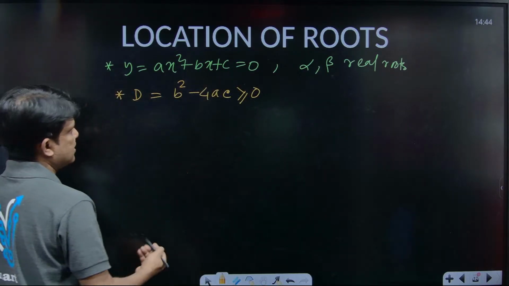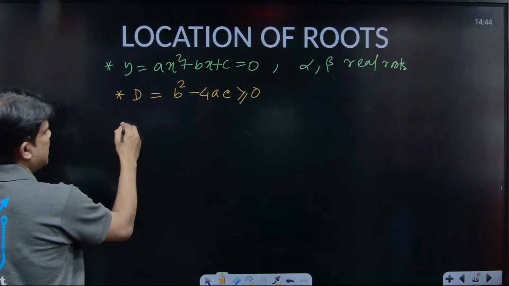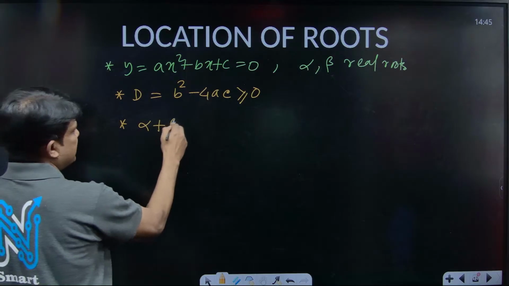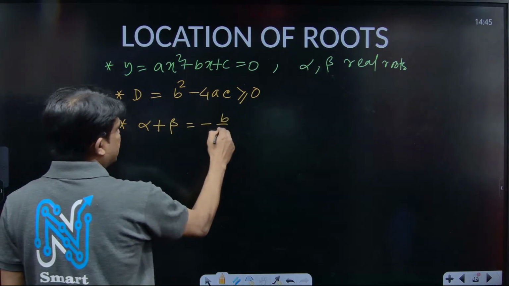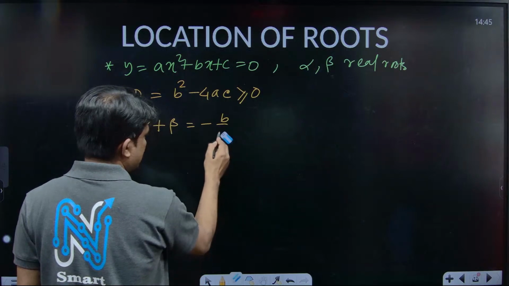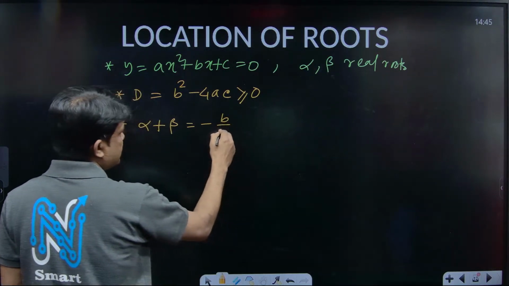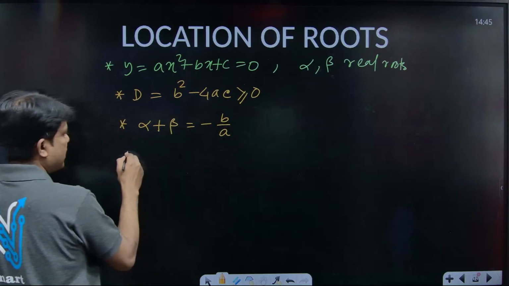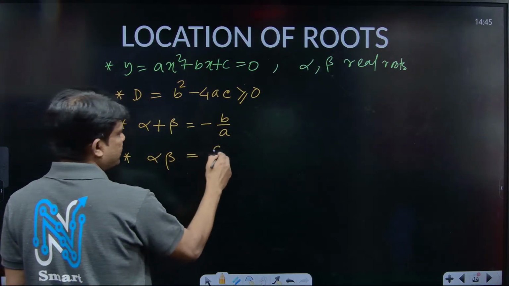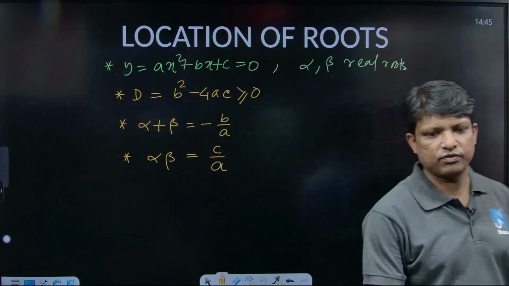Next condition on the location of root: what is the relation between the two roots? So, alpha plus beta is minus b by a. Clear? We know this is minus coefficient of x by coefficient of x square, and what is the product of roots? This is alpha into beta, constant term by coefficient of x square. This is the relation between roots and coefficients.